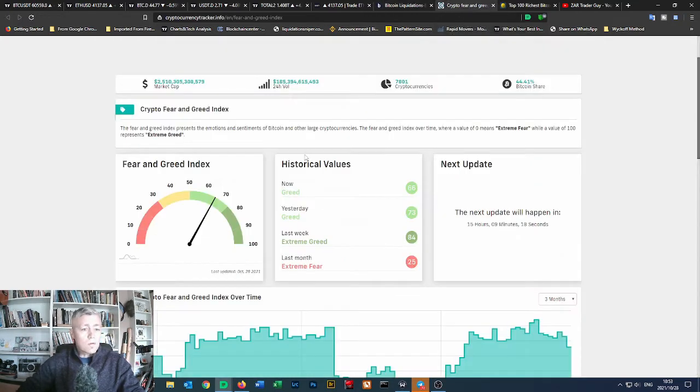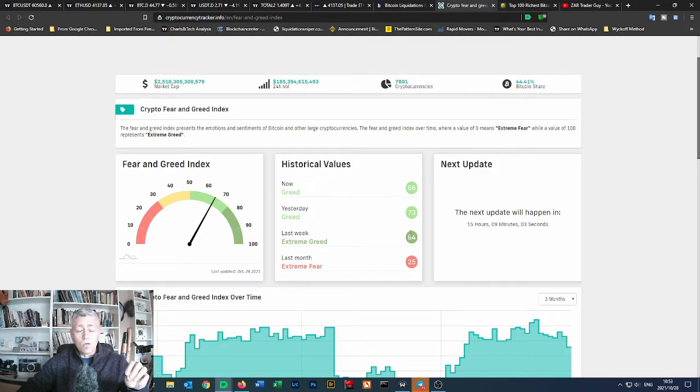We also look at the crypto fear and greed index. At the moment, it's at greed. A couple of days ago, it was at extreme greed. And because of that, people were just putting a lot of money into over-leveraged positions, and that's why they got liquidated.